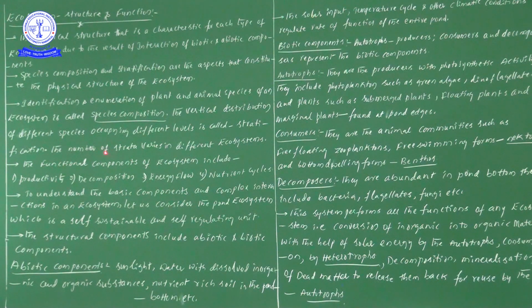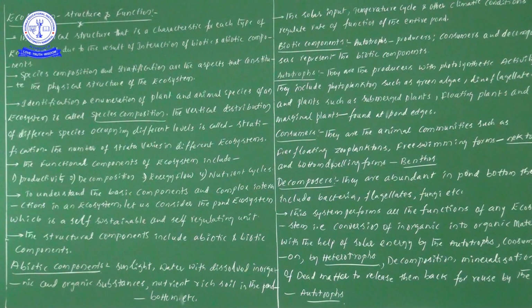Now the number of strata varies in different ecosystems, we have seen. Now the functional components of the ecosystem. For the proper function of an ecosystem, different types of components are required. So what are the components? Let us learn one by one. First is productivity, second is decomposition, third is energy flow, and fourth is nutrient cycling. One more time: productivity, decomposition, energy flow, and nutrient cycles.